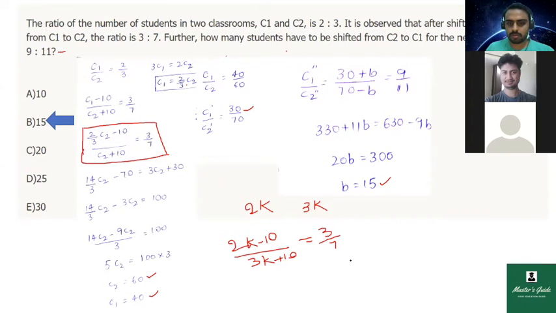Now, what I'll ask you to do is try out various options. For 30 and 70, if I add 10 and subtract 10, I shift another 10 from C2. So adding 10 to 30, it is 40 by 60, which is 2 is to 3 again, which is not the right answer because it has to be 9 by 11.